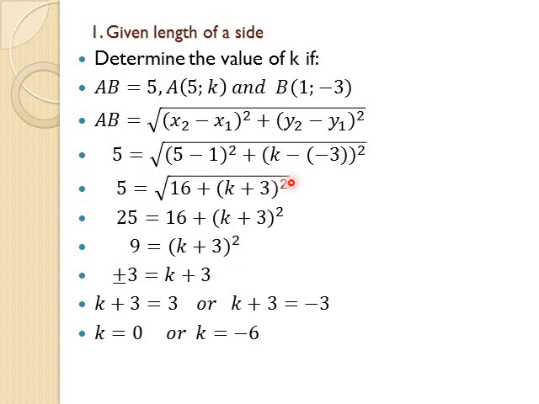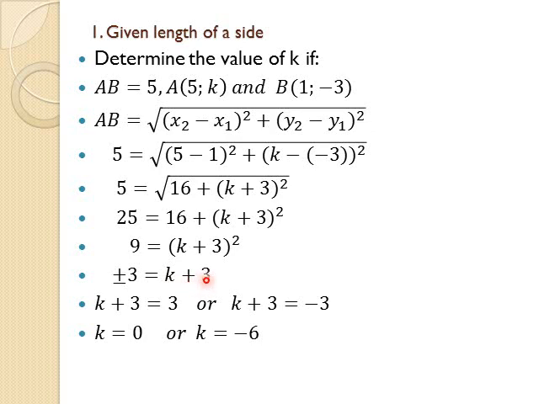If I square both sides to get rid of the square root, 5 squared is 25, and the square would get rid of the square root sign. So I'm left with 16 plus (k plus 3) all squared. 25 minus 16 would give me 9, and I'm left with (k plus 3) all squared. Square root of 9 is plus or minus 3, and the square root of (k plus 3) squared would give me k plus 3.